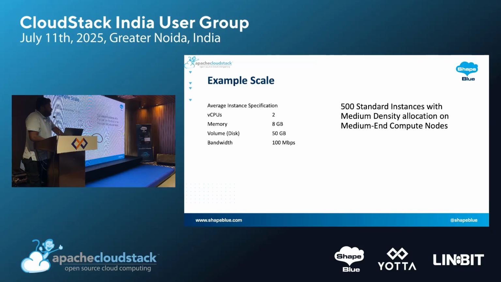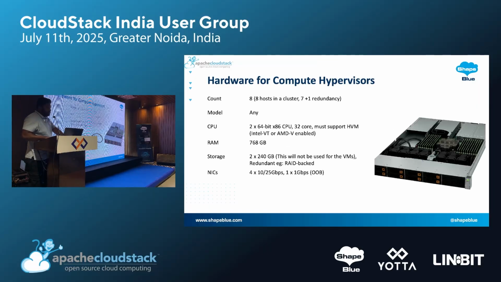To decide further what hardware and how you build your CloudStack, we need to identify some scale. So in this case, I have identified a simplified example with an average instance specification of 2 vCPUs, 8 GB RAM, volume of 50 GB and 100 Mbps bandwidth. With this, I'm expecting to deploy 500 instances with medium density allocation on medium compute nodes. So I'm going with 8 hosts where I have 7+1 redundancy.